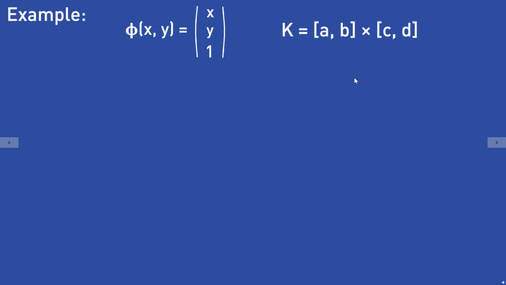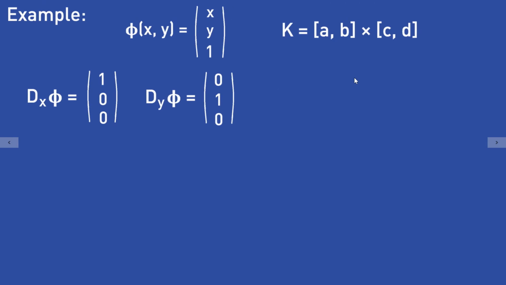So the first thing we have to do is to differentiate phi with respect to x and y. So this here is the derivative with respect to x, and that here is the derivative of phi with respect to y. So to explain this here, the derivative of x with respect to x is 1, the derivative of y with respect to x is 0, and the derivative of 1 with respect to x is 0. And now I will explain this here.